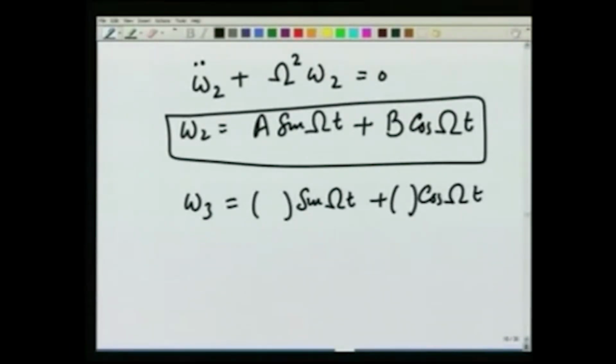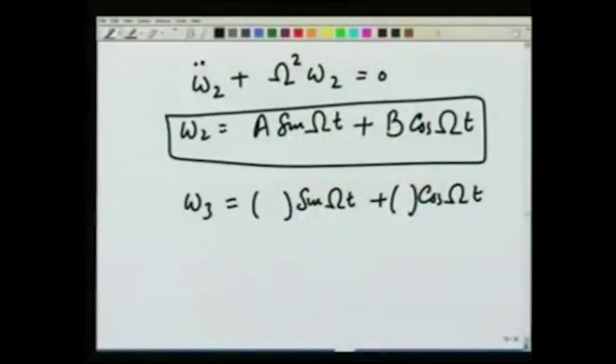Again, using the fact that I1 is the smallest of the moments of inertia, if I give it a spin about axis 1, omega 2 and omega 3 would change slightly, they will change periodically, so it will shake a bit, but it will move with constant angular speed about axis 1.